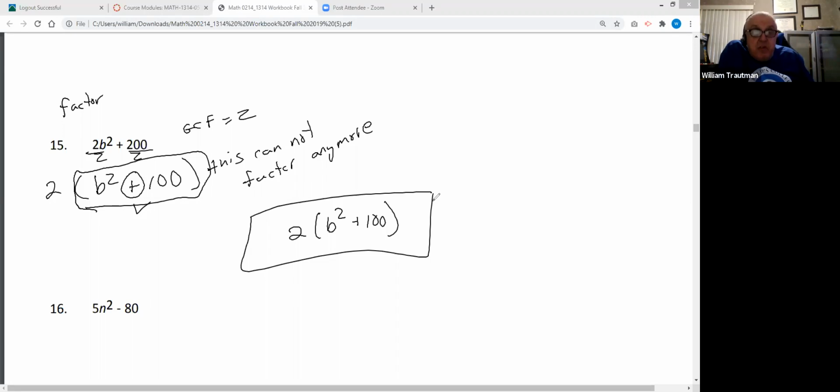So this number 15, this is the answer, 2 parentheses b squared plus 100. You cannot factor two terms if there is a plus sign between it. You cannot factor two terms. So I hope you have that written down when I wrote the steps. There must be a negative between it in order for you to factor. Something squared minus something squared.